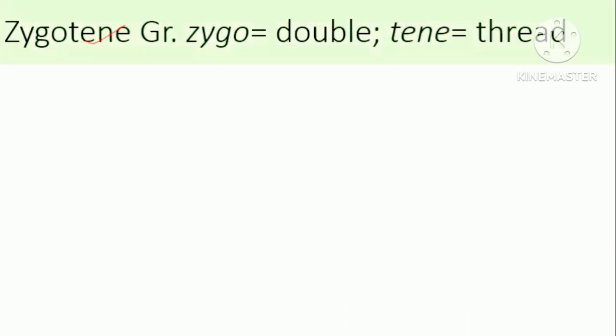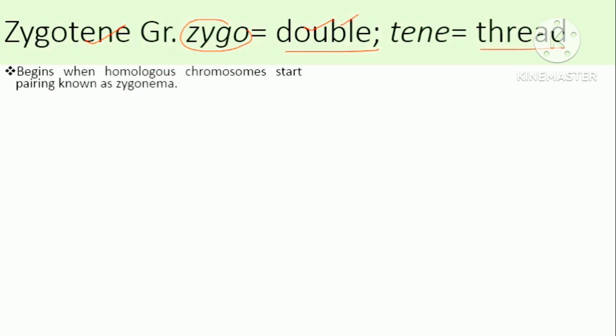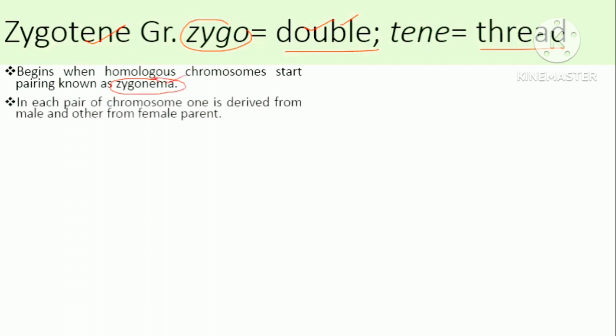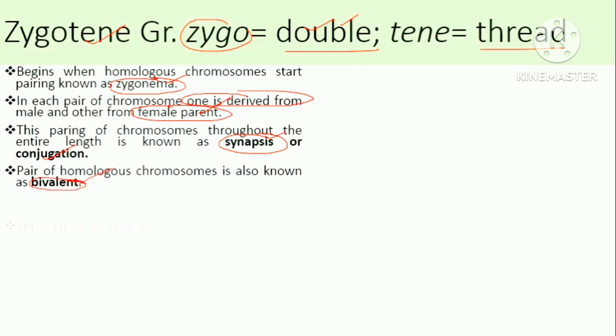Next comes zygotene. Zygos in Greek means double and tene means thread. So this is the double or double-threaded stage. Here the pairing of homologous chromosomes starts. So it begins when homologous chromosomes start pairing, and this is known as zygonema. In each pair of chromosomes, one is derived from the male parent and the other from the female parent. The pairing of chromosomes throughout the entire length is known as synapsis. And this process of pairing is known as synapsis or conjugation. And a pair of homologous chromosomes is also known as a bivalent. जो pair है homologous chromosome का उसे bivalent भी कहा जाता है.